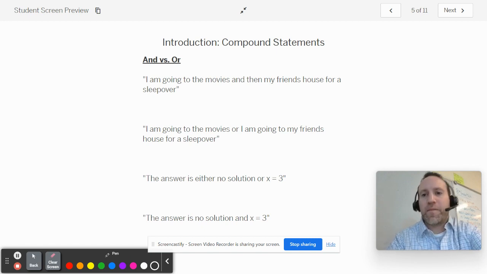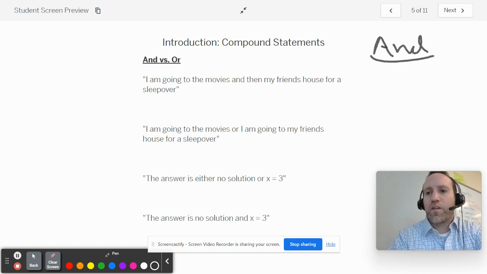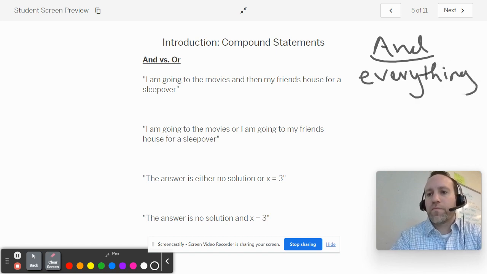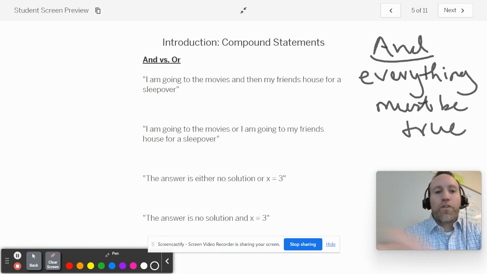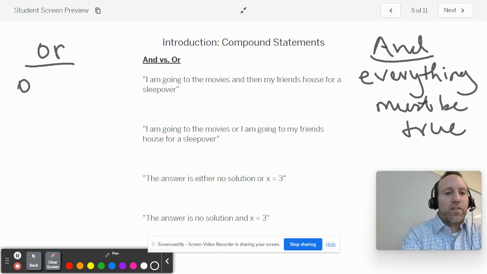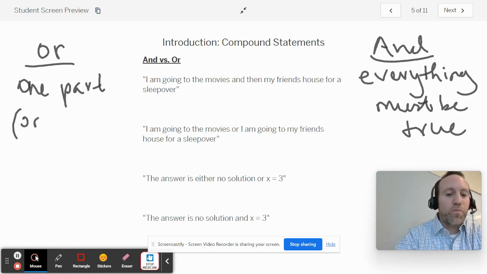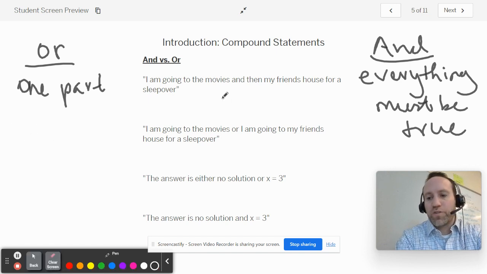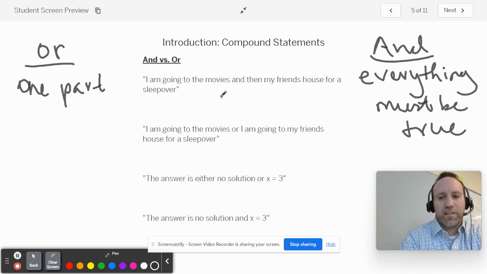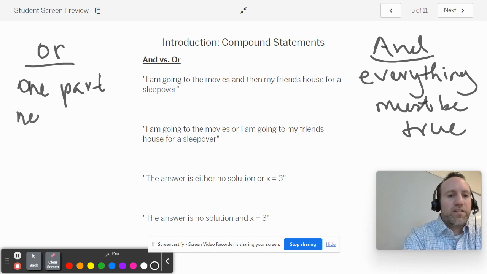For an and statement, everything must be true. For an or statement, only one part needs to be true. But it could also be multiple parts, okay? And that's the other thing. It could be more than one part. It's not like, oh, both parts were true, so therefore it's not true. No, it is. It's an or statement, so one part needs to be true.